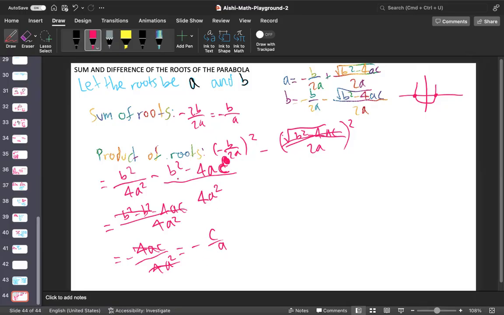So now, since we know the sum of roots and the product of roots, try to find out what the difference of the roots would be.